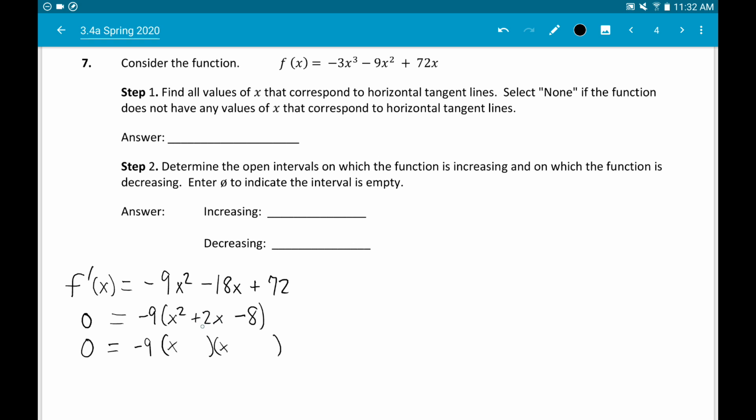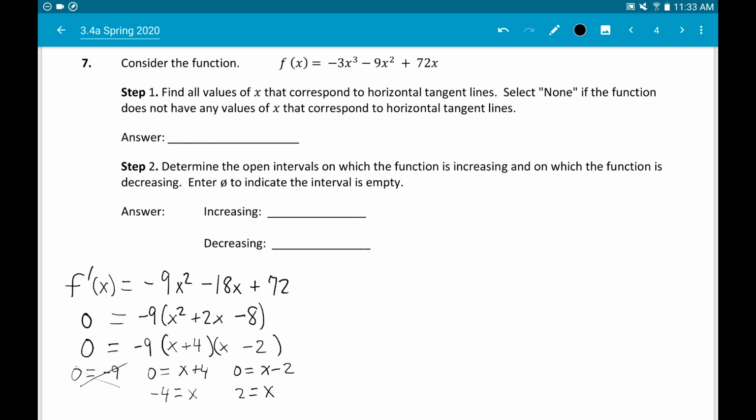Alright, so we've got to get a positive 2 and a negative 8, so it's got to be plus 4 minus 2. Alright, so when we go to solve, we're going to get 0 equal negative 9, 0 equal x plus 4, and 0 equal x minus 2. So don't get anything from this as there's no x's. We'll get negative 4 for x here, and we'll get positive 2 for x here. So we actually have two horizontal tangents in this particular graph.